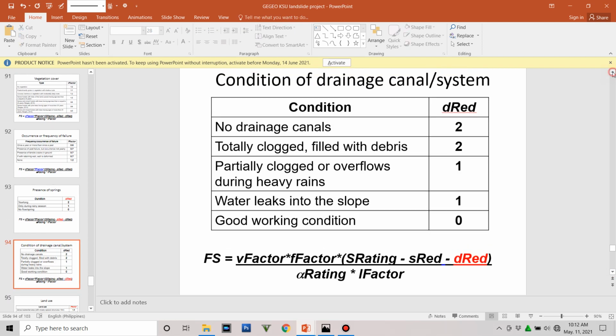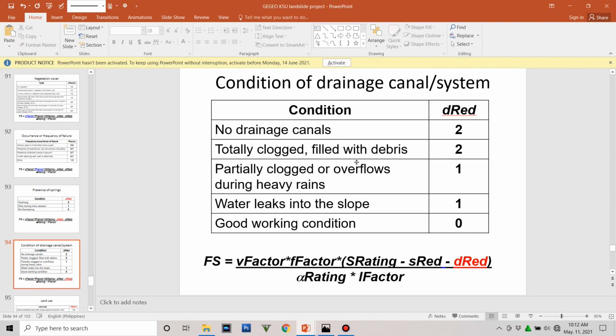And then the condition of the drainage canal system, if there is no drainage canal system found, of course, your S rating will be reduced by 2. So, wala nang drainage. May drainage nga pero hindi naman nagpa-function. So, that is totally clogged, filled with debris. So, it will not function. So, para ding equivalent siya sa no drainage.